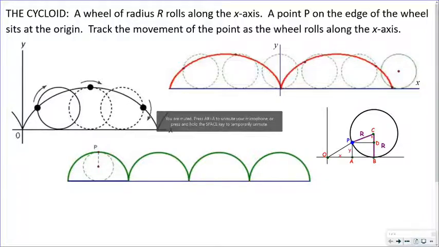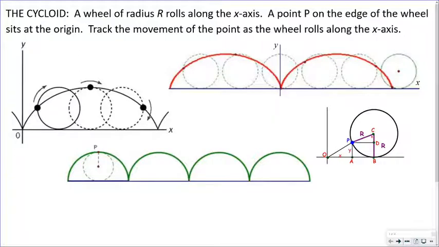In this segment, we want to look at how you can determine the parametric equations of a curve if you're given only a verbal description. So obviously I have some images here as well. The curve that we're interested in today is called a cycloid.